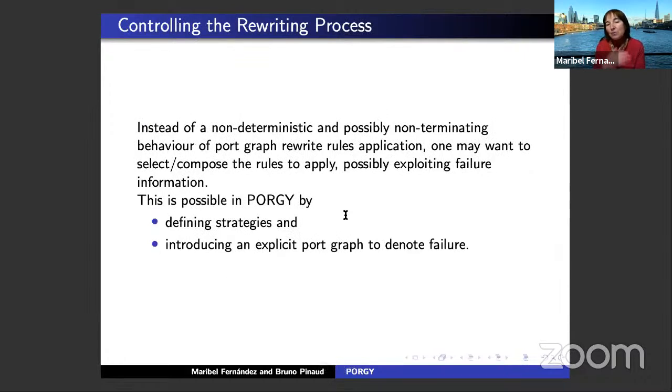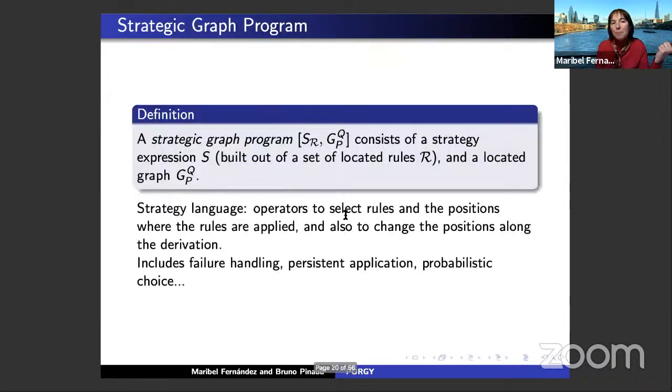And we don't want just all the closure. We want to be selective as to which applications we do. So we use strategies for that. And a strategy is defined using a particular language. I'm going to briefly show you the language, but formally what we have always is a pair consisting of a strategy expression that uses rules and the initial graph we want to rewrite with its position and ban subgraphs.